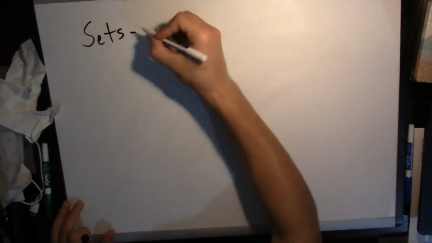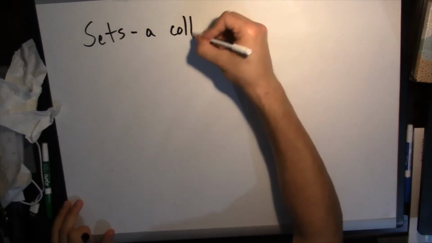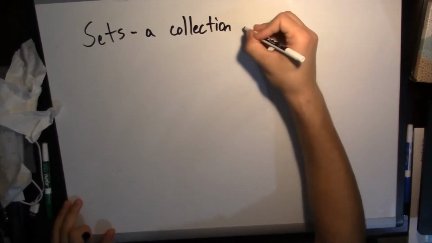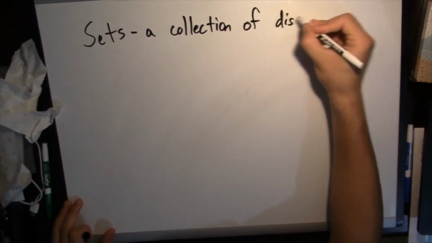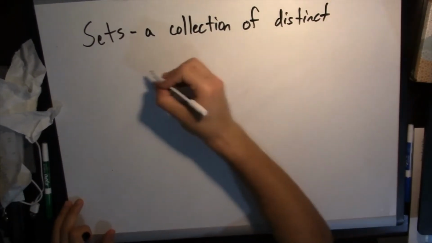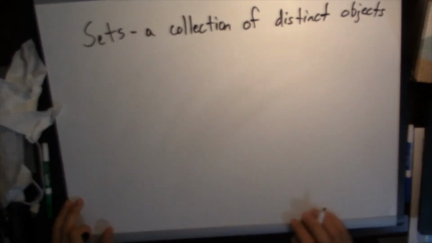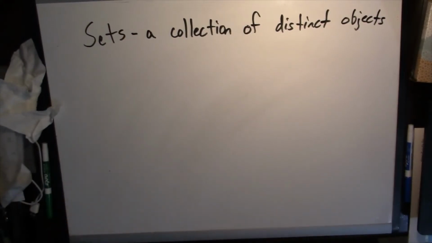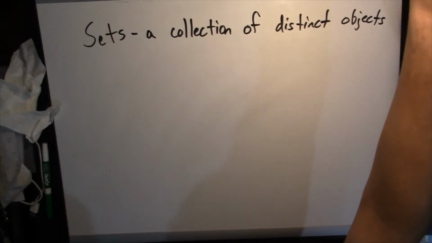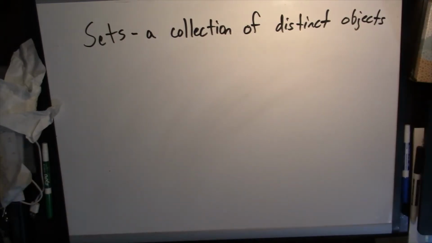Now, a set in math is a collection of distinct objects. So it's just a collection of objects. Now, the word distinct is important to throw in there because it means that none of the objects will repeat. Okay. Now, when we say objects, that's very generic. It can mean pretty much anything. Okay. So we can have names, we could have animals, we could have colors, we could have numbers. Anything can be an object in a set.